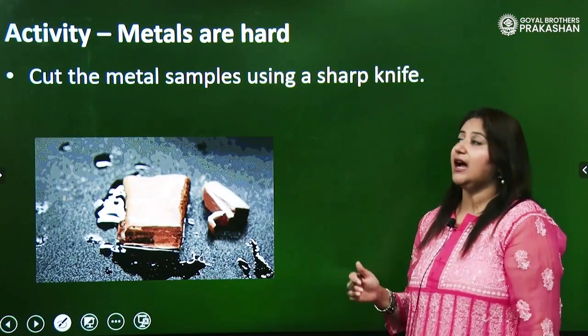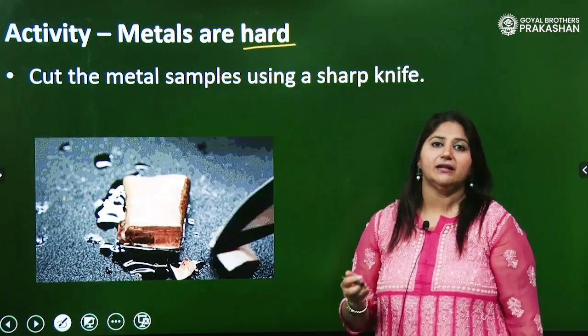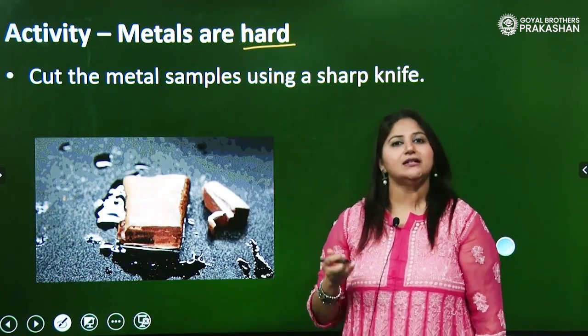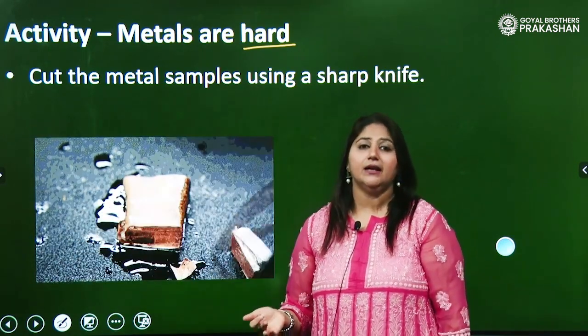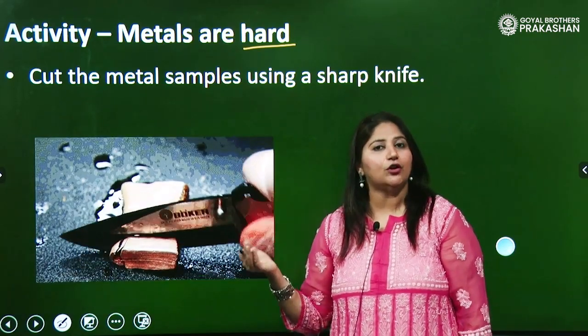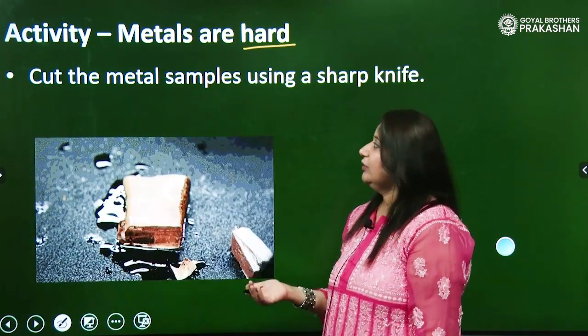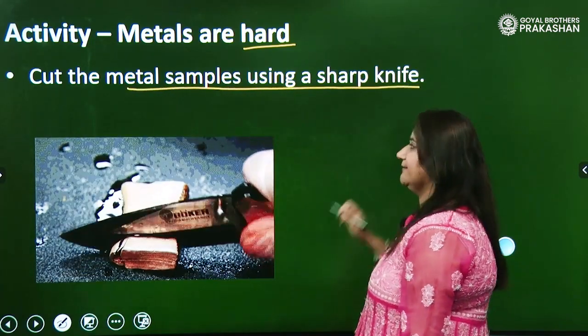So, metals are hard. This is what we want to prove. How we will prove that metals are hard? For that, you can take samples of any metal that is there in your chemistry lab. Like you can take iron nail, magnesium ribbon, or zinc granules. And what you have to do? You have to just cut the metal samples using a sharp knife.